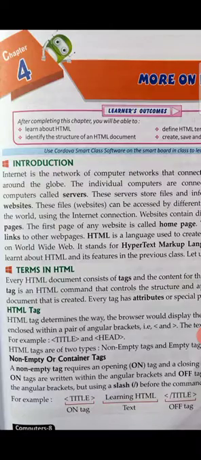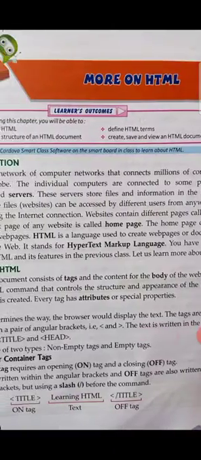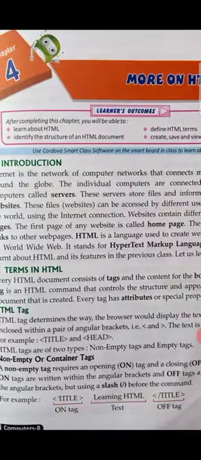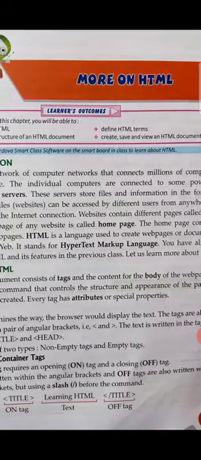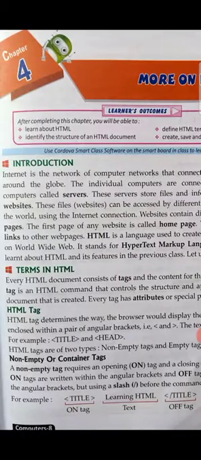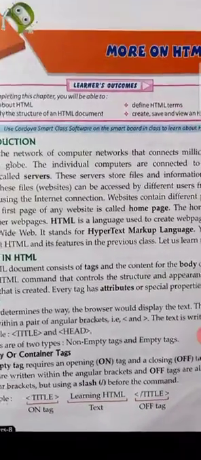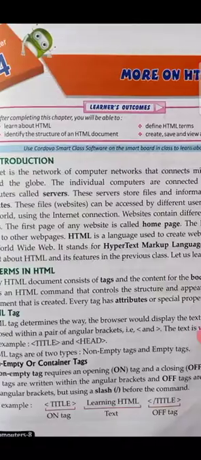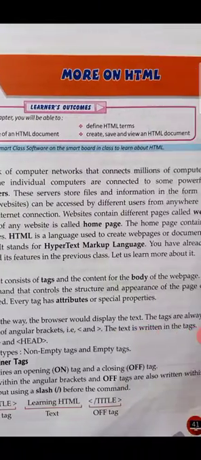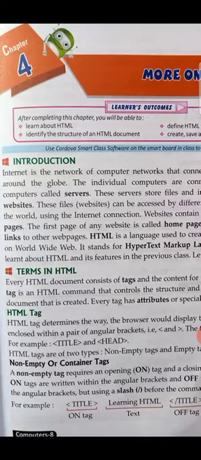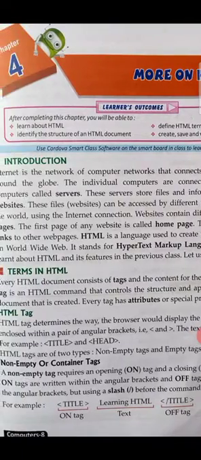It stands for Hypertext Markup Language. We have already learnt about HTML and its features in the previous class. Let us learn more about it. Terms in HTML. Every HTML document consists of tags and the content for the body of the web page. A tag is an HTML command that controls the structure and appearance of the page or document that is created. Every tag has attributes or special properties.